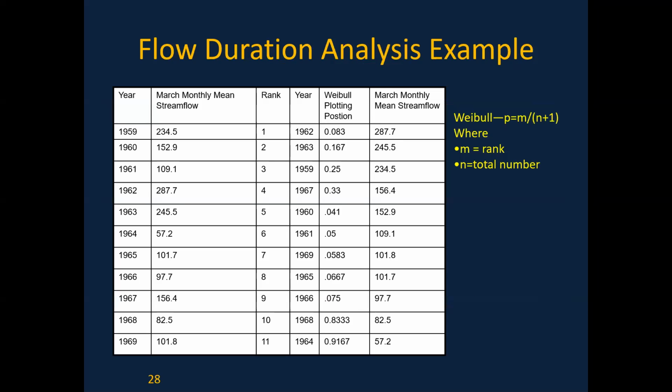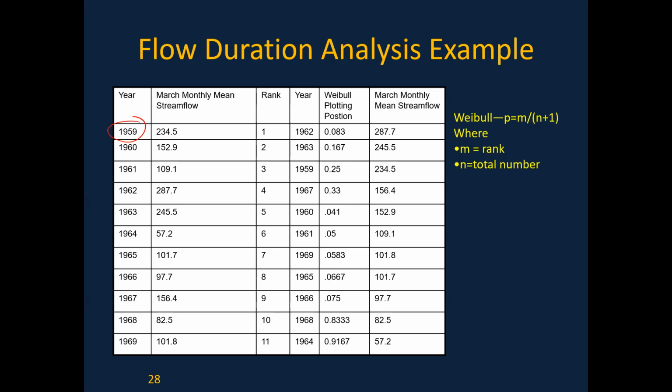All right, so this is a quick example of the flow duration analysis. We're just doing basically the annual flows here. I've taken this data, and I've got 11 data points. So there's 11 years here, and I've ranked them from the highest March mean monthly to the lowest.